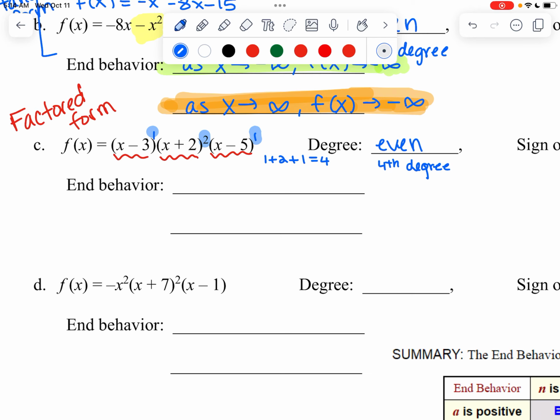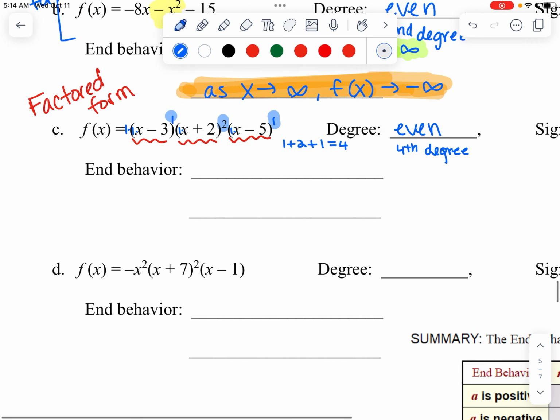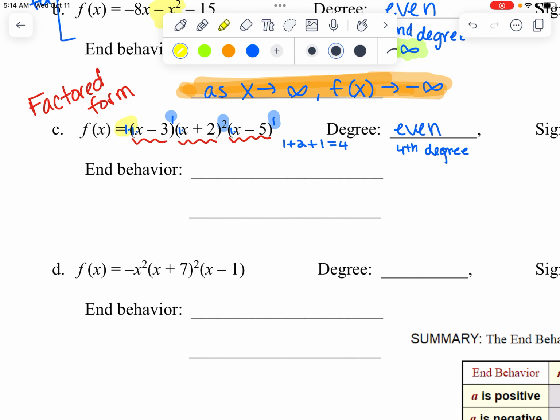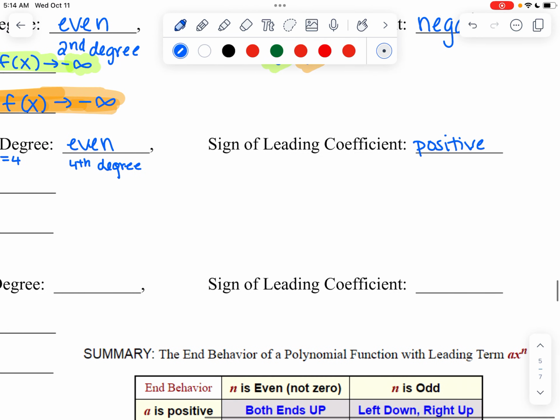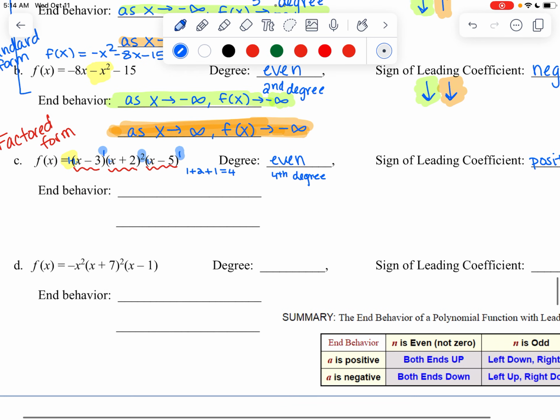Now, the sign of the leading coefficient just really comes down to what's in front of the factors. All of these x's are positive, 1 in front. So if I did multiply all that out and the number in front of all the factors is also a positive 1, looking at that first line of those factors, I can see that all I would get is a positive 1 for that leading coefficient. So we have a positive leading coefficient with an even degree polynomial for part C.